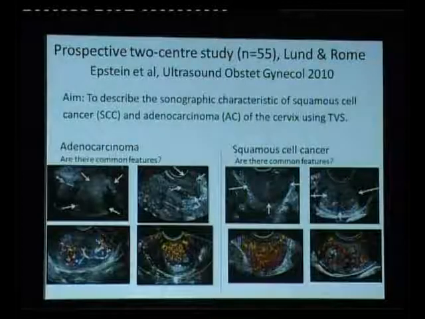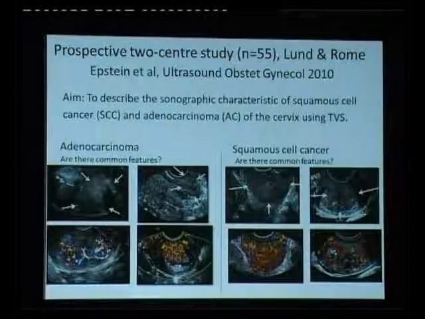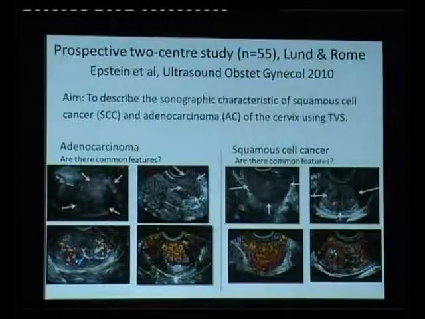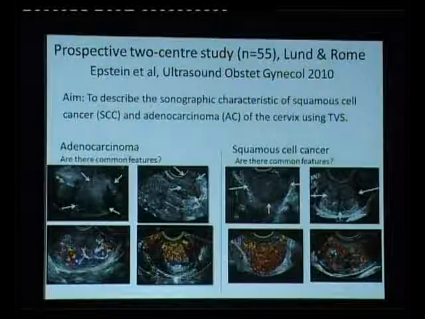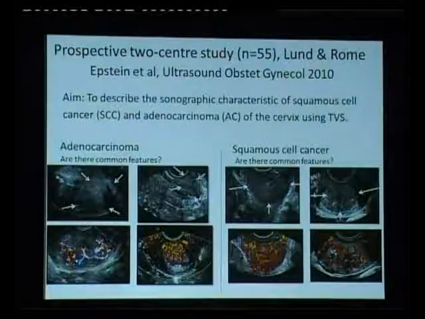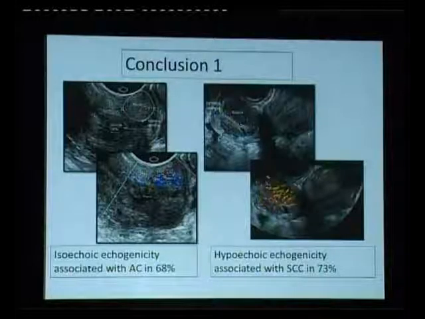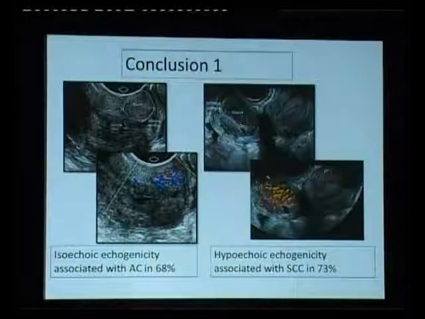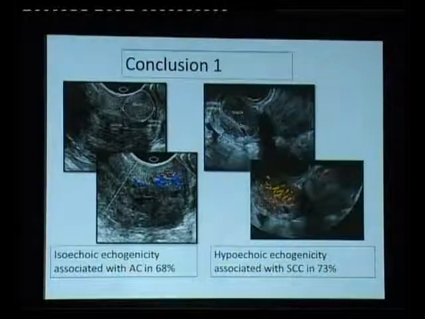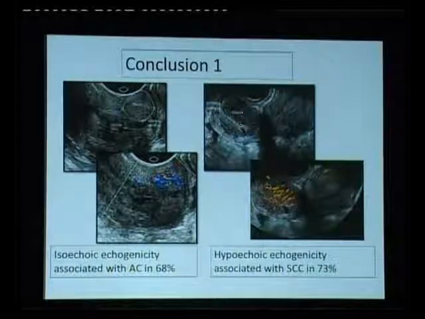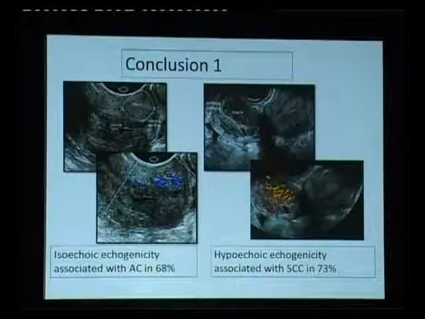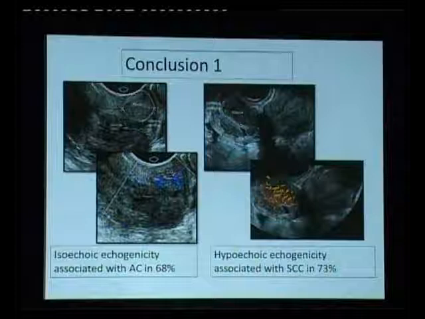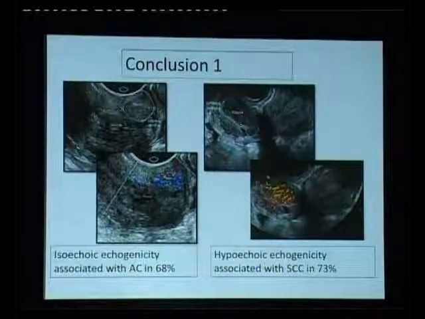We did a study to determine the sonographic appearance of cervical tumors. We wanted to see if there were any common features among adenocarcinomas and squamous cell cancers. The first conclusion from this study is that adenocarcinomas are more often isoechoic as opposed to squamous cell cancer. Therefore, adenocarcinomas might be more difficult to detect using ultrasound, whereas the squamous cell cancers are more often hypoechoic.